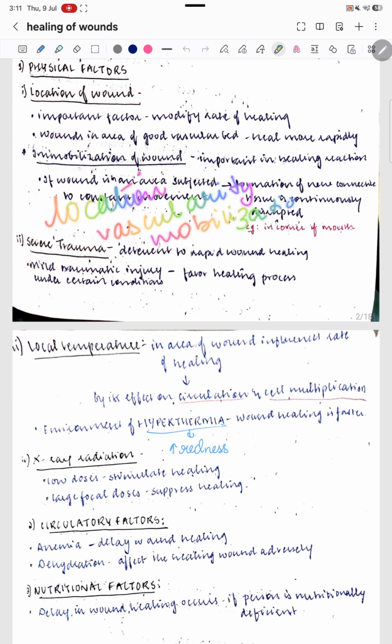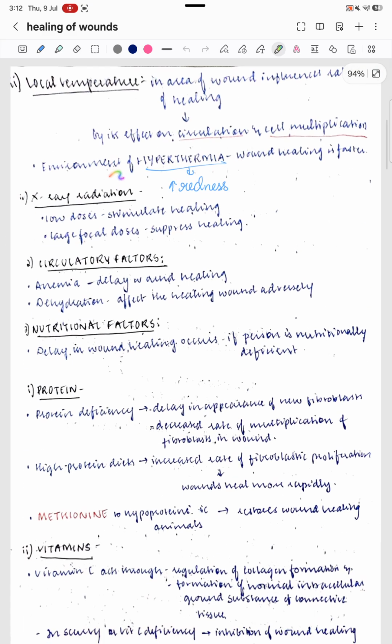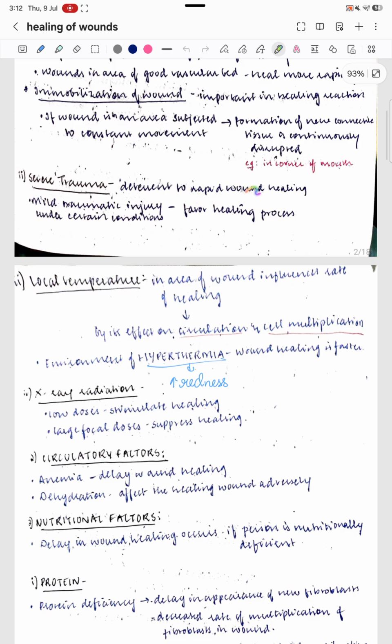So the 3 factors we learned in the physical factors are the location of the wound, the vascularity of the wound, and the mobility of the wound. Now coming to trauma: rapid wound healing occurs with mild traumatic injury, so healing increases. Basically, if there is more trauma, the healing process is reduced. If there is less trauma, then the healing process is fastened. So trauma is inversely proportional to healing.